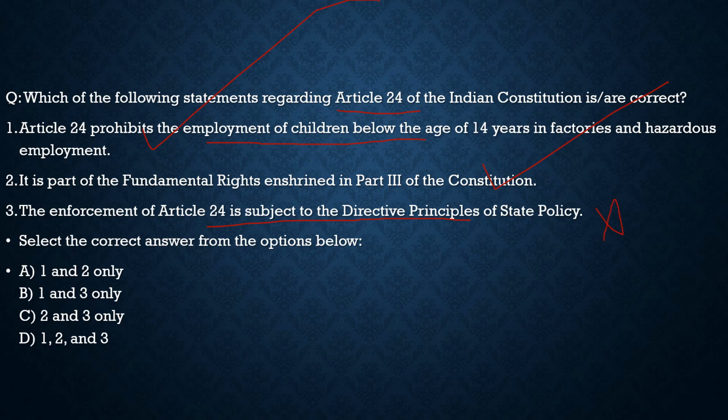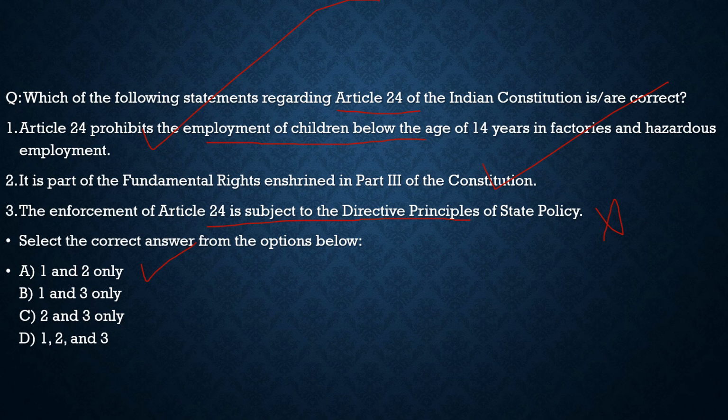Third, the enforcement of Article 24 is subjected to the directive principles of state policy. No, it is totally incorrect. As it is a fundamental right, it is not subjected to the directive principles of state policy. So with respect to this question, the correct statements are options 1 and 2. So what do we need to know from this article? It prohibits the employment of children below the age of 14 years in factories and hazardous employment. So with this, let's move to the last part of our discussion by solving previous year questions.